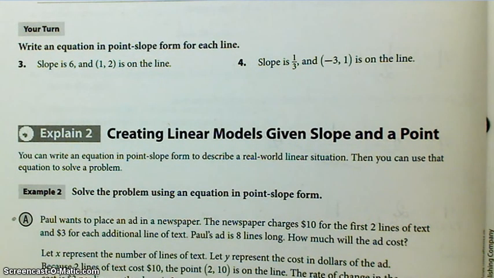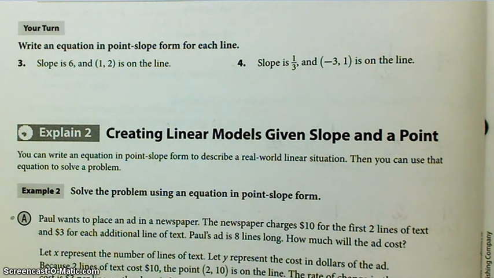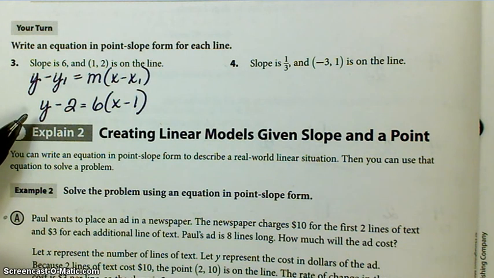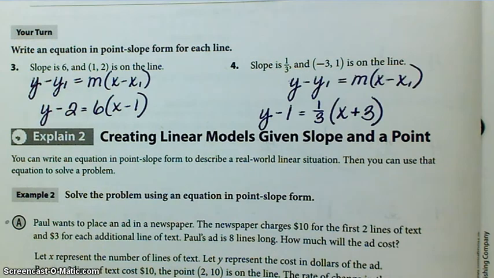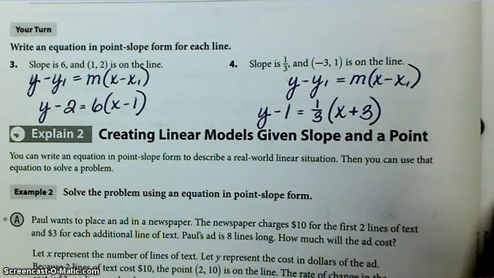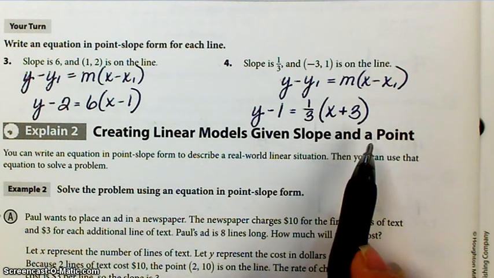Write an equation in point-slope form for each line. So how about you do that, pause, do that, and then hit play and check your answers. All right. So here's my point-slope formula. Here's what it looks like when I put everything in. All right, hit pause, do 4. All right, here's number 4. Here's the format for point-slope form. And here is what it should look like after I substitute everything in.